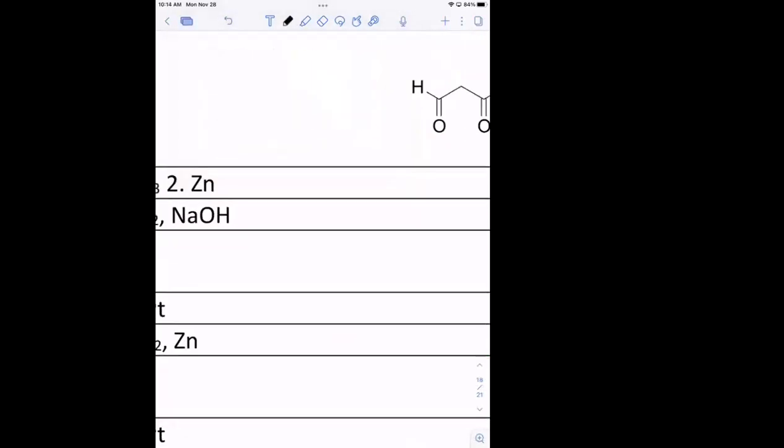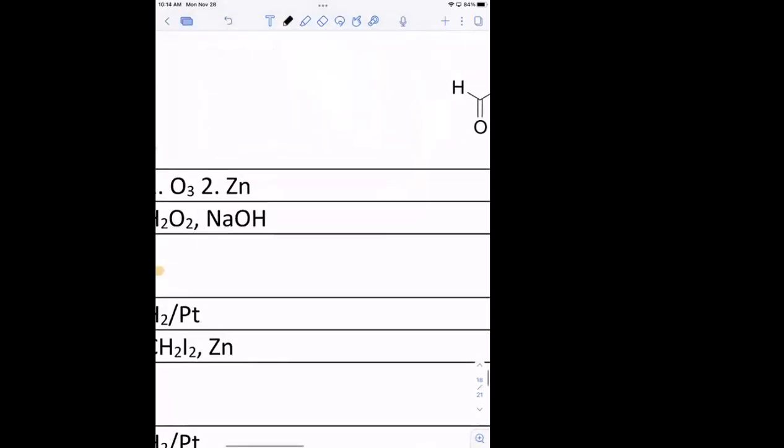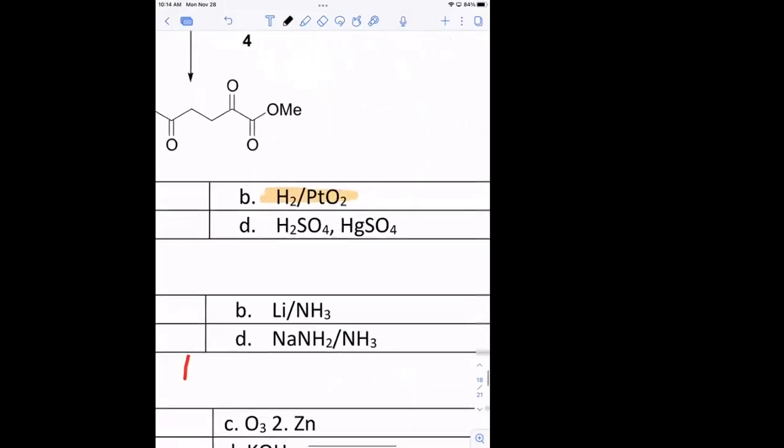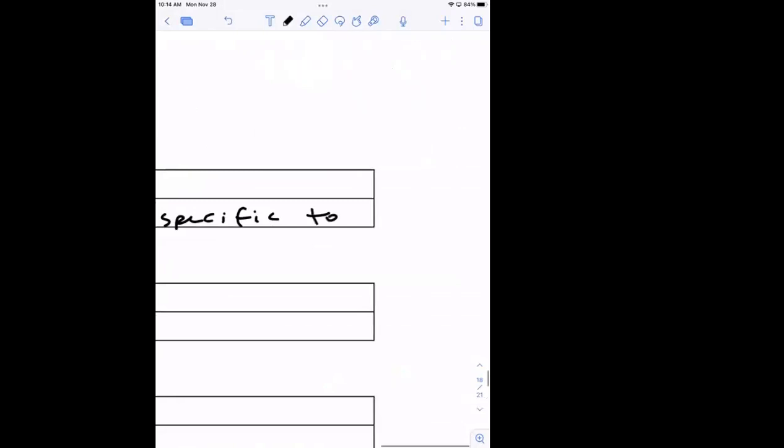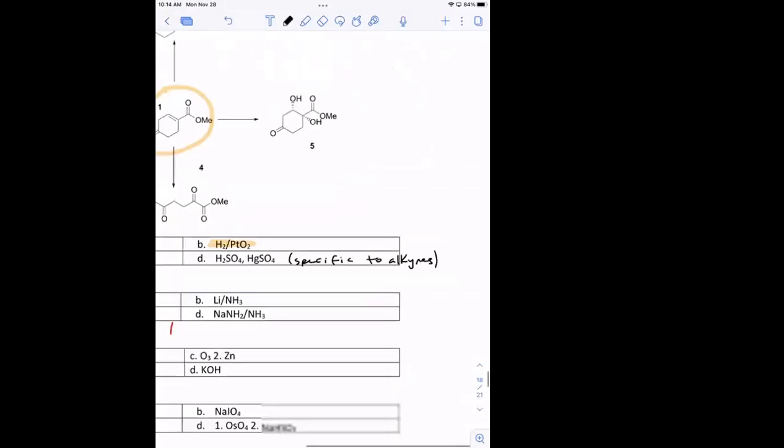These are conditions for ozonolysis. These are conditions for oxidation. And then this set of conditions is specific to alkynes, which we'll talk about Wednesday. All right, so we can leave that.